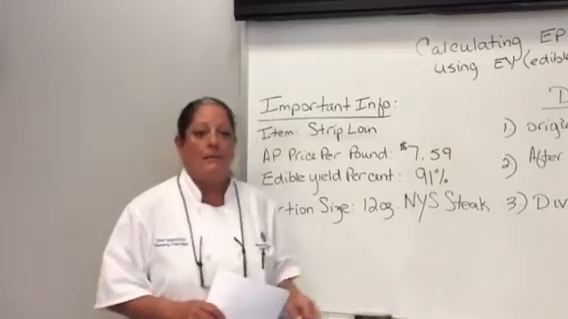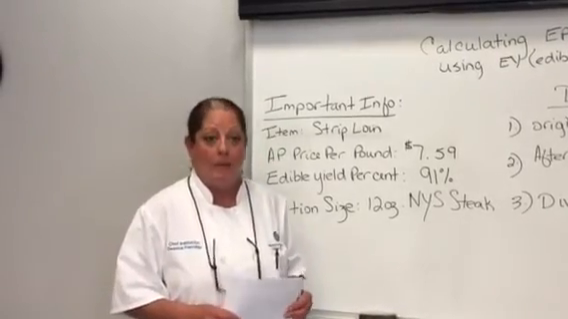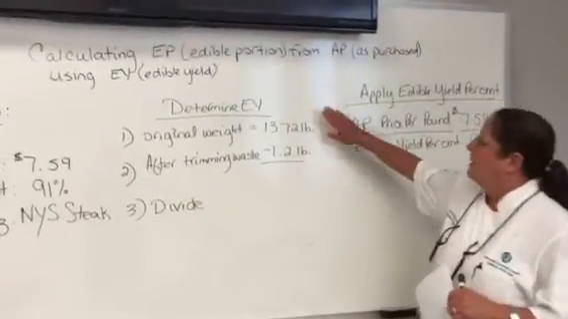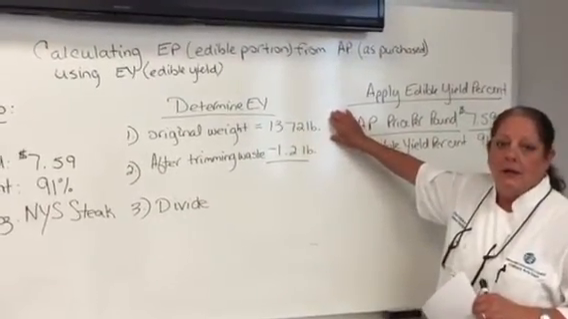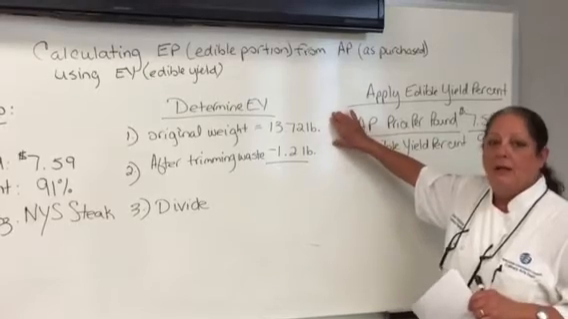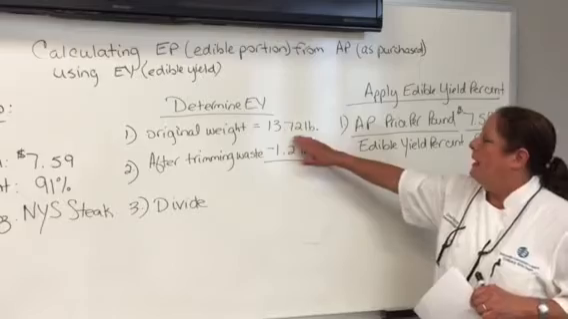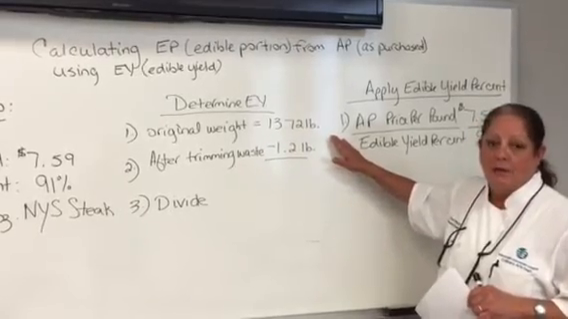So first, let's talk about determining your EY, edible yield. A couple of things you need to know for that is, what is your original weight? How much did that whole piece of meat weigh when it came in before it was trimmed? In this case, it weighed 13.72 pounds.